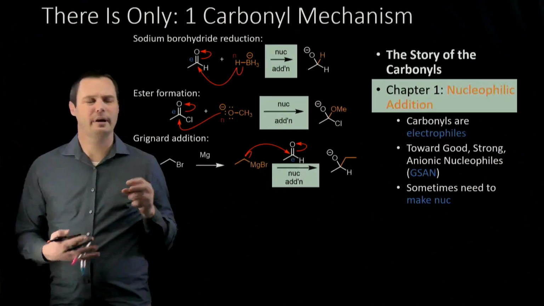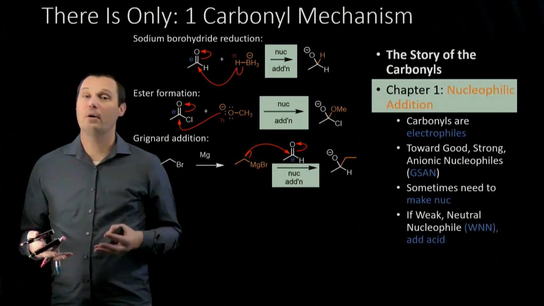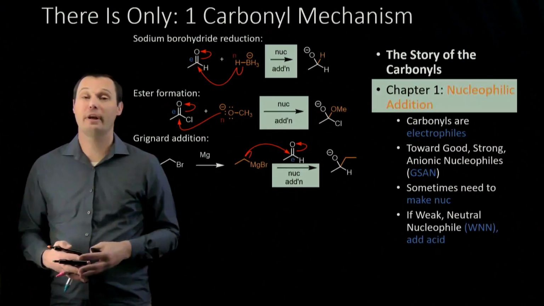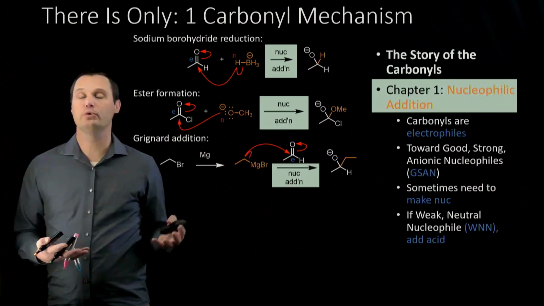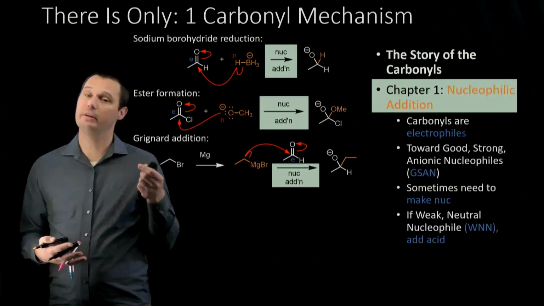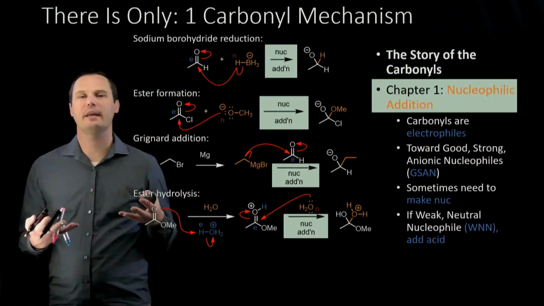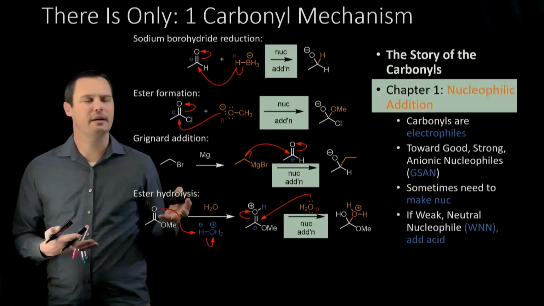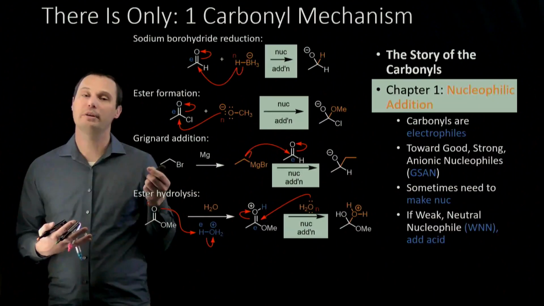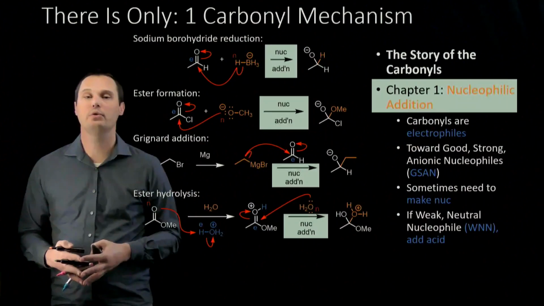This is not uncommon. Don't get too confused about turning some functional group into a good, strong anionic nucleophile so you can do chapter 1. But what if we get to chapter 1 and we don't have a good, strong anionic nucleophile? Instead, we have a weak neutral nucleophile. This is also not a big deal. We add an acid to make the electrophile more electrophilic so that even a weak neutral nucleophile can attack. An example of this would be something like ester hydrolysis, where we have an ester and we add an acid so that we can make the carbonyl more electrophilic so that even weak neutral water can attack. And when water attacks, we're doing chapter 1, the nucleophilic addition.